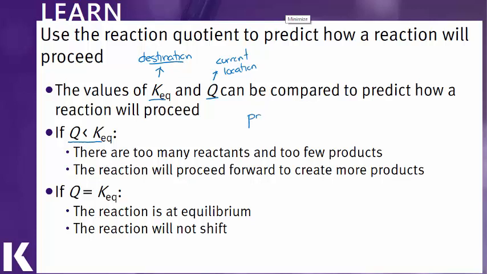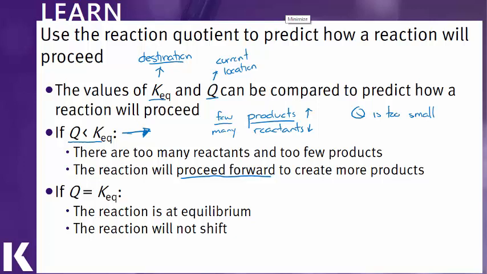Now, if we think about this as that ratio of products to reactants, if Keq is greater than Q, that means that Q is too small. That means that we have too few products and too many reactants. So to get Q larger, to be equal to Keq, we would want to increase the concentration of products and decrease the concentration of reactants. And the way to do that is to have the reaction proceed forward to create more products.